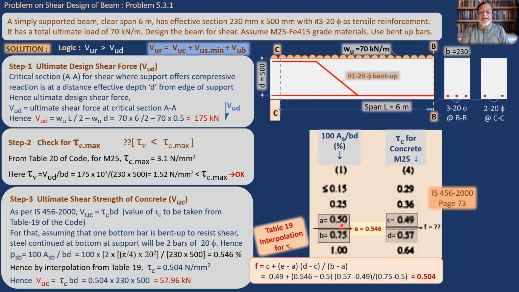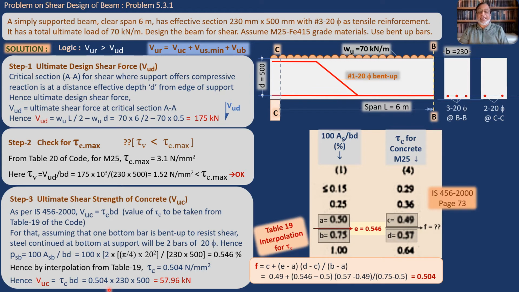So we find that it is giving some fixed values as 0.5 and 0.75 for 100 AS upon BD. Our value is 0.546. So that value lies between 0.5 and 0.75. It is not directly mentioned. I have mentioned only 0.5 and 0.75. So what we have to do is interpolate linearly. So we have to do linear interpolation for the value e that we are calling, that is 0.546, and for that we will get this value of tau c, that is f. So this is a matter of linear interpolation.